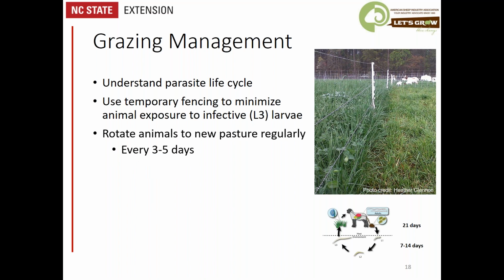So if we think about the life cycle of the parasite, we need to rotate those animals at least every 3 to 5 days. In hot, humid weather, maybe even more frequent than that. But I'd say at an absolute maximum, 3 to 5 days. We think it takes a week to 2 weeks from the eggs being shed until we have infective larvae. So if we're moving those animals every 3 to 5 days, we're moving those animals faster than the infective larvae can develop. So by the time the infective larvae establish on the pasture, those animals have already moved to the next paddock and are grazing fresh forage and are not directly exposed to the L3 larvae that have just developed.